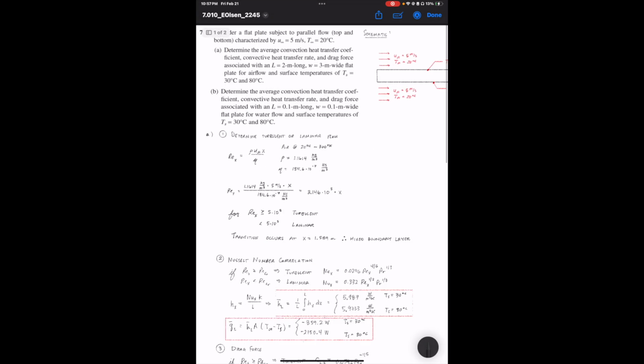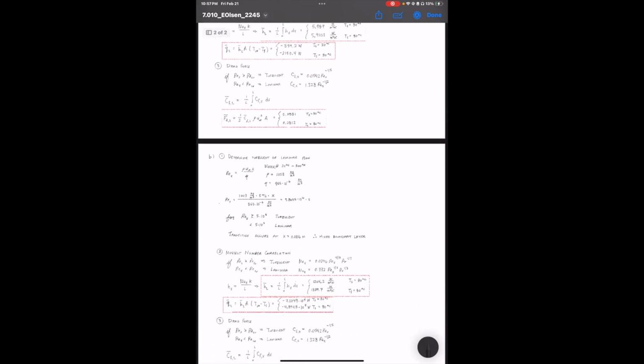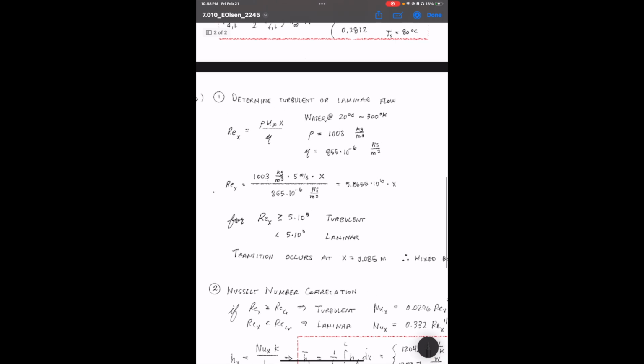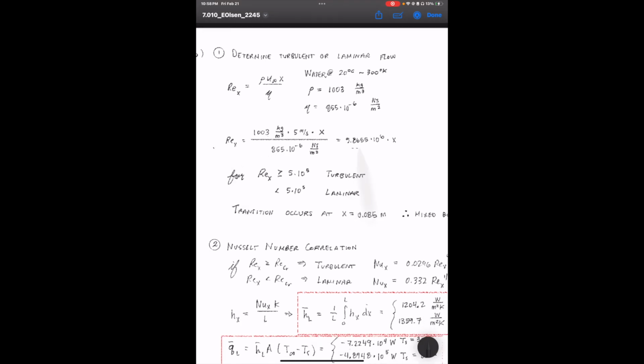And for the second part of this problem, it asks us to find the same answers, the convection heat transfer coefficient, heat transfer rate, and drag force. But this time, it's a 0.1 meter long and 0.1 meter wide plate, with water flow instead of airflow with the same surface temperatures. And so we can follow the exact same process for this problem, except we're going to use different fluid properties for water, instead of air this time. And same here, we're evaluating at the film temperature between the plate surface and the fluid. And our Reynolds number equation will evaluate out to be 5.8655 times 10 to the 6 times x.